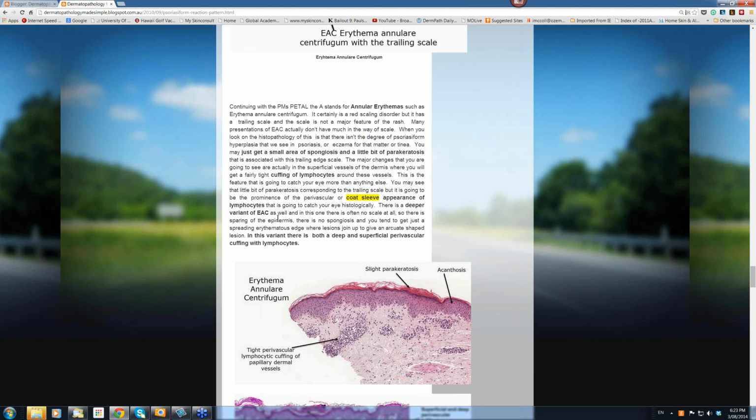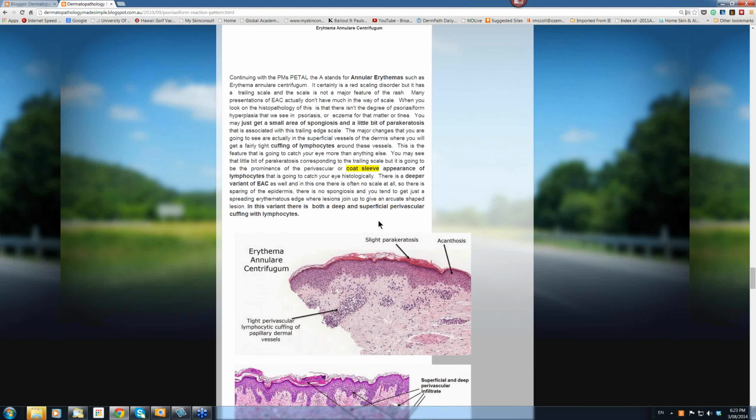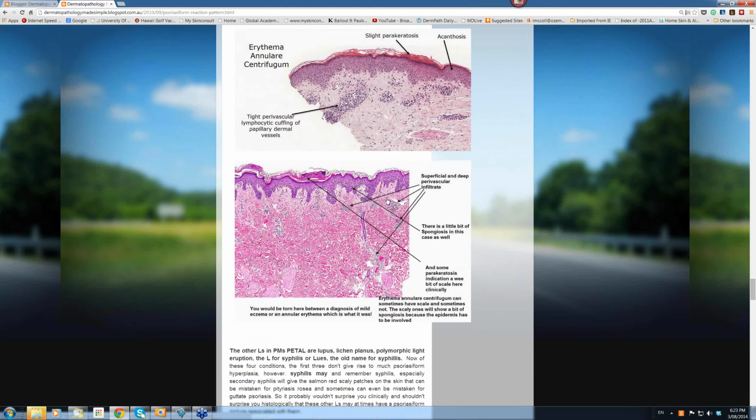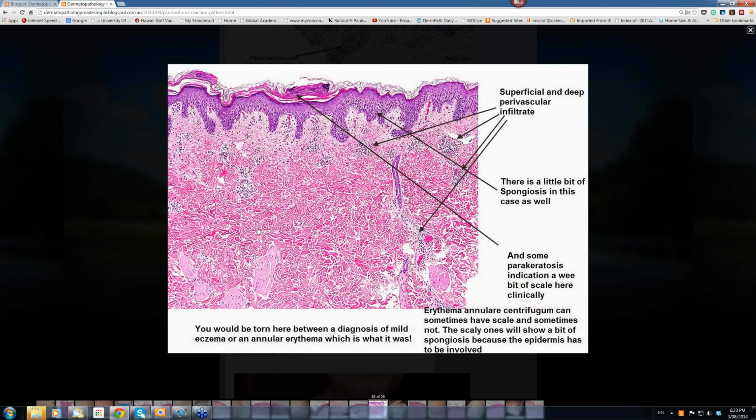Now, there's a deeper variant of EAC as well, which doesn't have the degree of scale, but it does have involvement of the superficial and deep vascular plexus with this perivascular cuffing of vessels. And that's what you look for in that variant. Now, this was just the whole thing highlighted. Let's just have a look at that in a bit more detail. Superficial and deep here, but mainly superficial cuffing. Little bit of parakeratosis up here, a little bit of spongiosis that you're seeing here, not much.